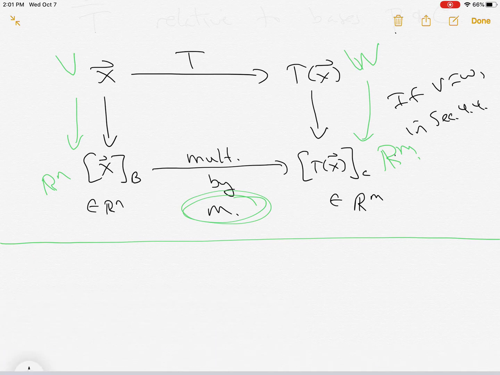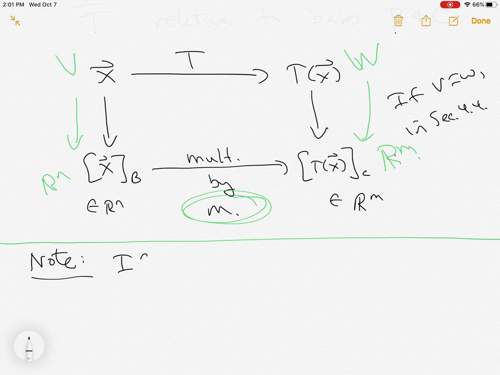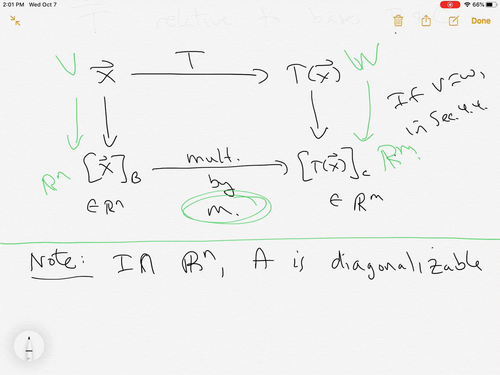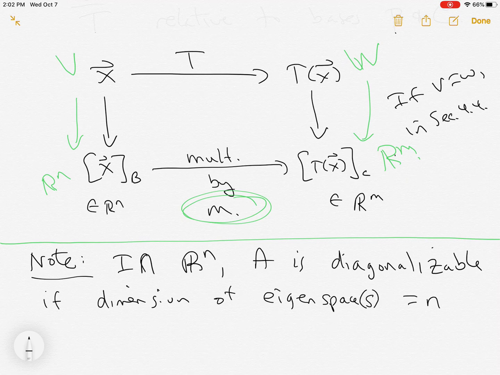Note: in Rn, a matrix A is diagonalizable if the dimension of the eigenspaces equals n. We showed that last time.